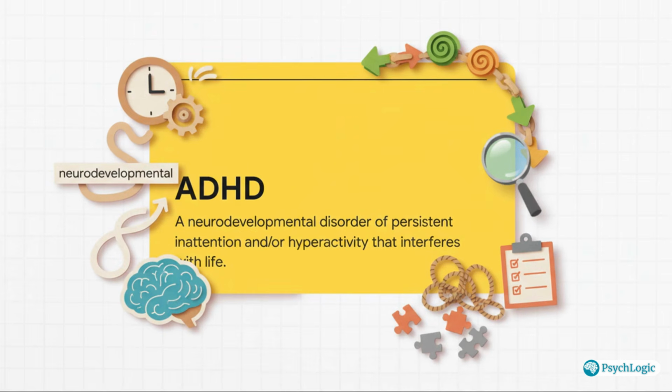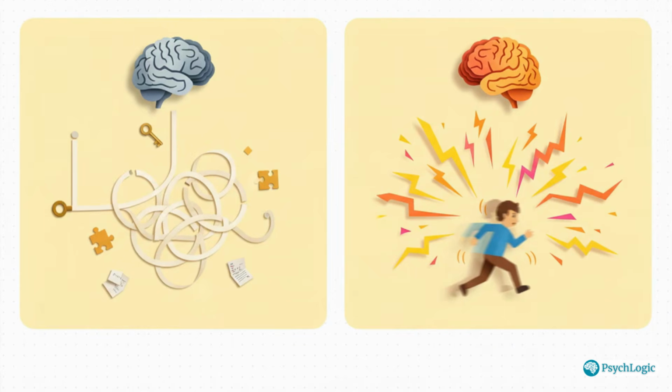Second, it's a persistent pattern. This isn't about having a bad week or a stressful month. And third, and honestly, this is the most critical piece, it has to interfere with functioning. If these behaviors aren't causing real significant problems in someone's life, it just doesn't meet the clinical criteria for a disorder.